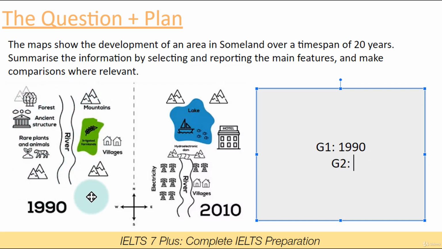But that doesn't mean that in group 2 I can't compare. So when I discuss and report map 2010, I'll be able to compare it to the first map. So I'll be able to say, for example, the irrigated farms in 1990 have been replaced by a hotel in 2010. So that would be an example sentence for my detail paragraph 2. So it seems like the easiest way to structure.